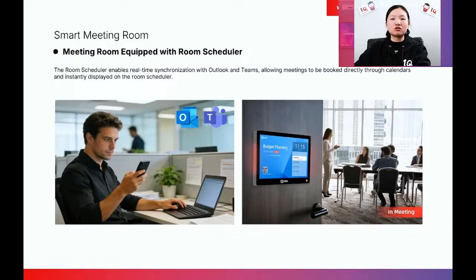which enables real-time synchronization of meetings scheduled in Outlook or Teams. This means that employees can book meetings directly through Teams or Outlook, and the meeting schedule will be instantly synced to the room scheduler. Through the display screen and LED indicator of the room scheduler, you can quickly check the status of the meeting room.